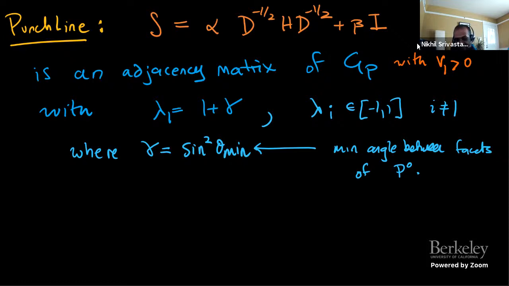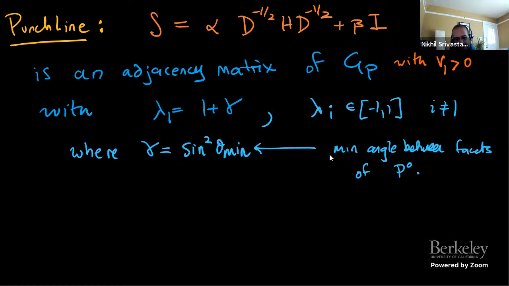It's an adjacency matrix of the graph. It has a strictly positive eigenvector, which we saw in the last part is required. It has a spectral gap of gamma, and all the other eigenvalues are contained in the unit interval. And this gamma that you get after you do these calculations, which I'm skipping, is that the spectral gap is equal to sine squared of the minimum angle between facets of the polar. So it's a measure of non-degeneracy, right?